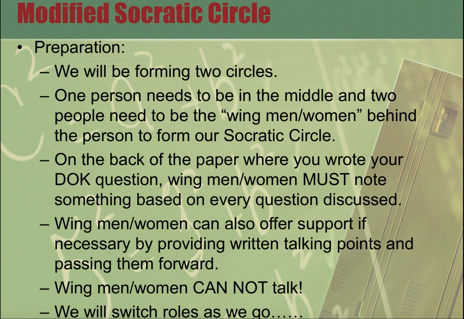The wingmen and women can also offer support by providing written talking points and passing them forward to the people in the center circle. The key is that the wingmen and wing women cannot talk. They're only allowed to offer nonverbal support via writing, but they should constantly be writing and taking notes in the outer circle to pass forward to that inner circle.